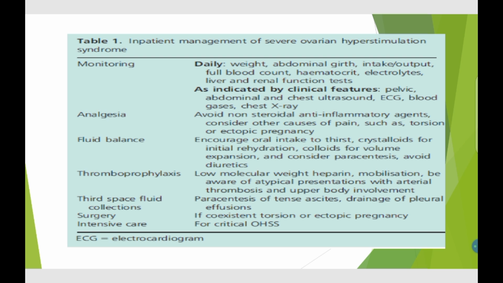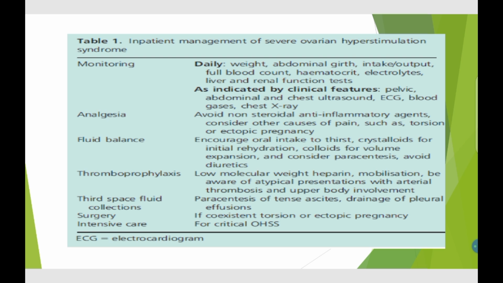Analgesia: NSAIDs are to be avoided, and if the pain is severe, we have to look for other causes such as torsion or ectopic pregnancy. Fluid balance: encourage oral intake to the thirst. Crystalloids are the preferred agents. Colloids for volume expansion can be given, and consider paracentesis and avoid diuretics.